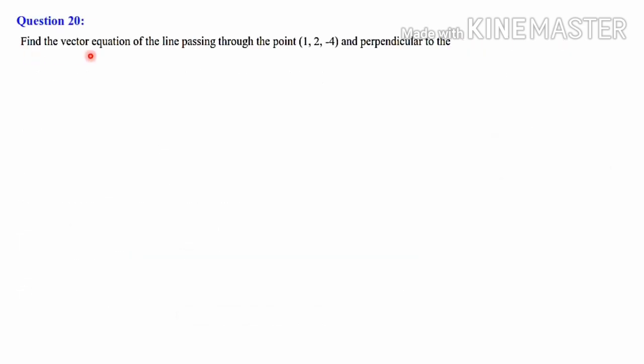Next we shall discuss question number 20. Question is, find the vector equation of the line passing through the point (1, 2, -4) and perpendicular to the two lines (x - 8)/3 = (y + 19)/(-16) = (z - 10)/7 and (x - 15)/3 = (y - 29)/8 = (z - 5)/(-5). We are asked to find the vector equation of the line. Passing through point is given and perpendicular to two lines. These two are equations of lines.